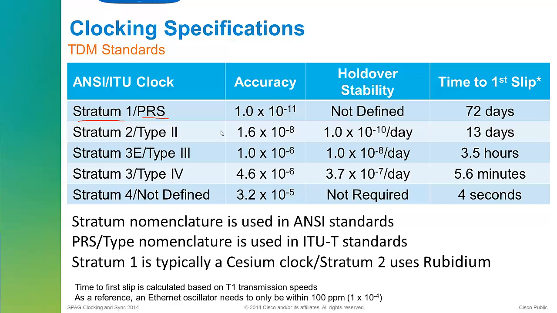So you'll see things called TCXOs and OCXOs and so on. They're just different technologies at a different price point to deliver slightly better oscillator performance. And the consequences of that are, as you see, the holdover performance, and how long before you start getting issues in your network if you lose your references.